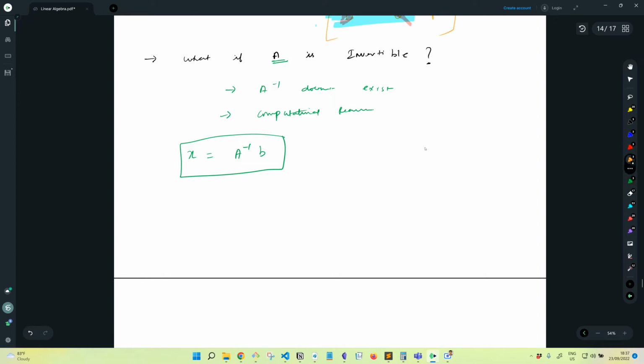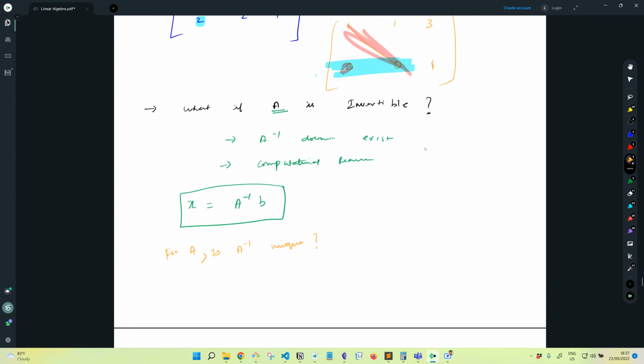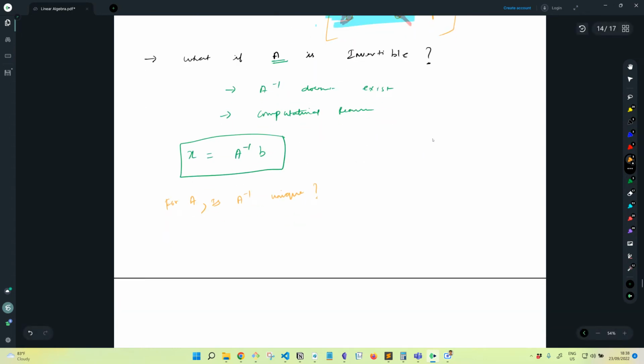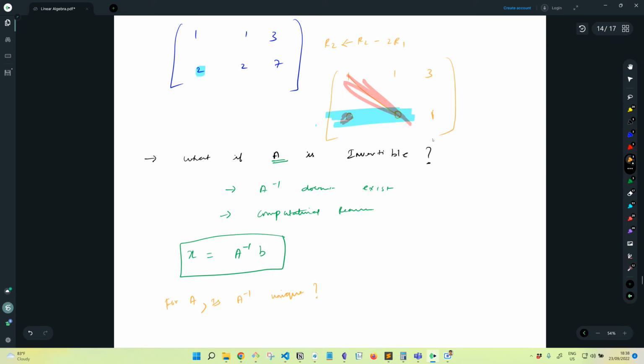Okay. So now x is A inverse B. Now let me ask you a question. Given a matrix A, is A inverse unique? Yes, it is unique. Before that, I would like to tell you one concept. We saw that if any row becomes all zeros, then A is not invertible, and the converse is also true.